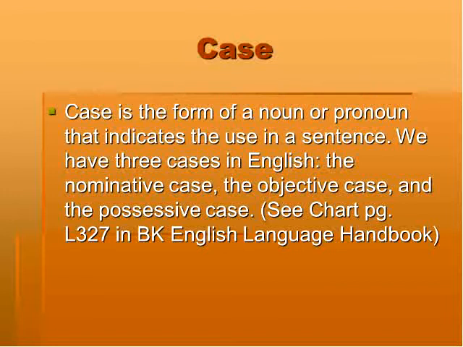First of all, you need to know what a case is. That's the form of a noun or a pronoun that indicates the use in a sentence. So we have 3 of them: the nominative case, the objective case, and the possessive case. That's why I gave you this handout right here. It comes from your book, and you should find it on L327. I know not everyone brought their book. So you have these 3 cases that we're going to look at, and this is what you're going to test it on. So this is very handy.